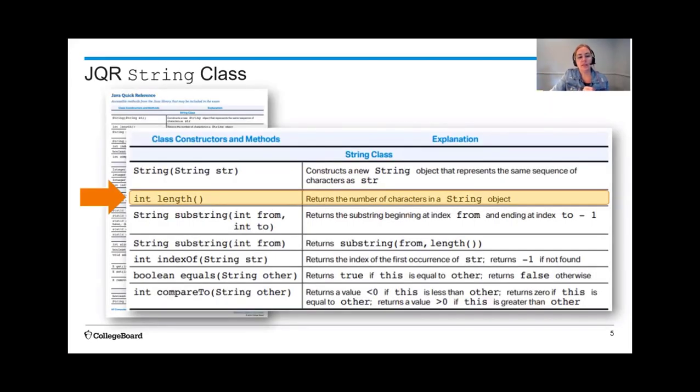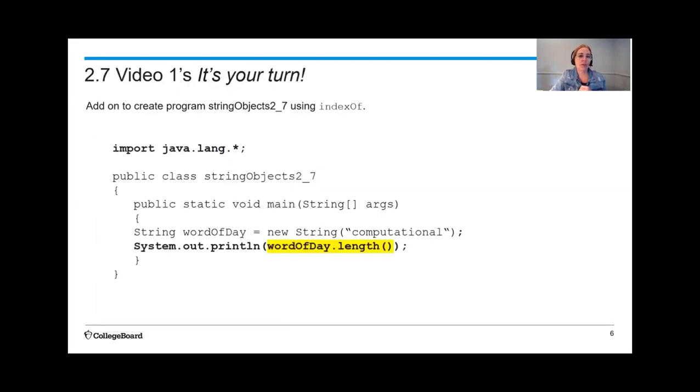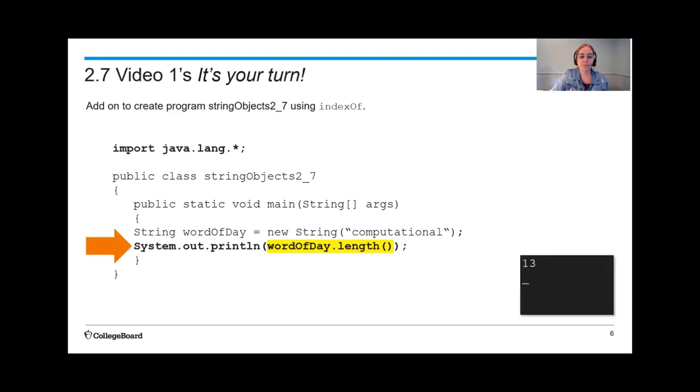Length returns an integer. Here's what length looks like in code. So we have the word computational that we've been using in these lessons in 2.7, and if we want to return the length of the word computational, we would either call it or, as I've included it here, inside of a print line statement. And we should expect to get back the number 13 because it's going to return an int value, and computational has 13 letters in the word.